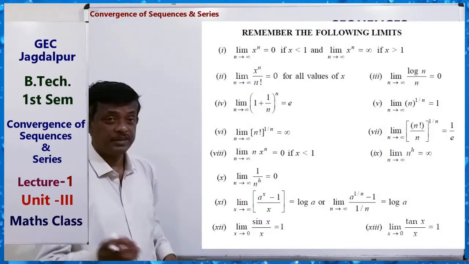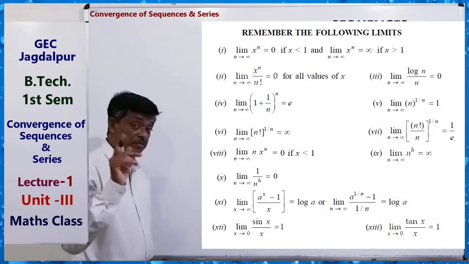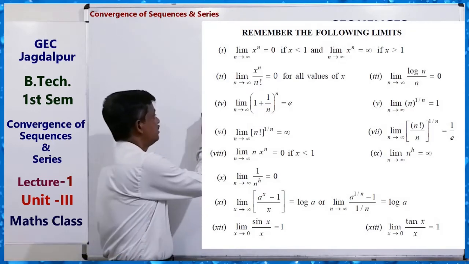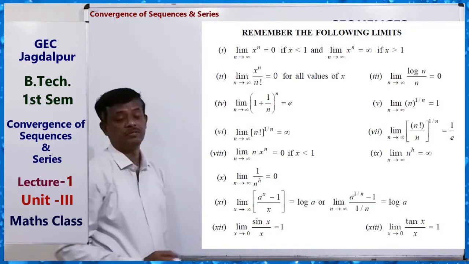Okay, so here limit means just as n tending to negative.